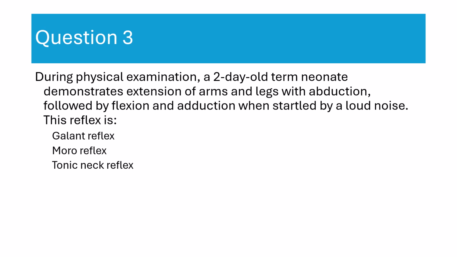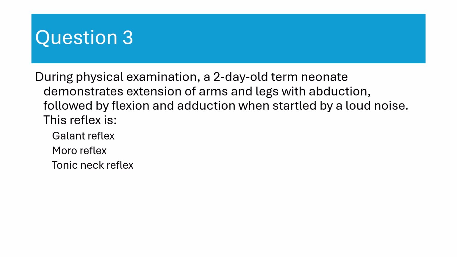This question is testing your knowledge of neonatal reflexes, their normal presentation, and how to distinguish between different reflexes. Moro reflex is correct because it's elicited by a startling stimulus, like a loud noise, and presents exactly as described: extension and abduction of extremities followed by flexion and adduction, often with crying. It's present at birth in term infants and persists until 4 to 6 months of age.